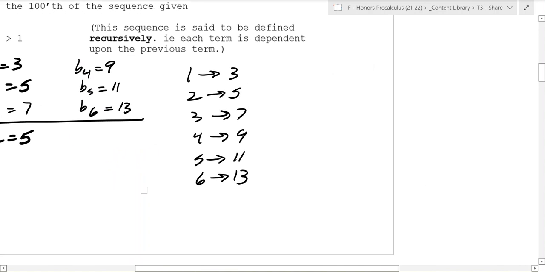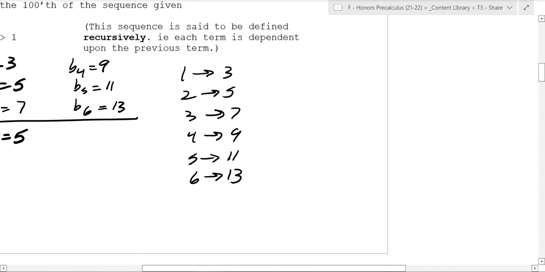This is kind of pattern recognition. If you double each of these things and add 1, what do you get? You get the next term. So like 1 times 2 is 2 plus 1 is 3. So if you study this, you double this and then you add 1. You double that and then you add 1.